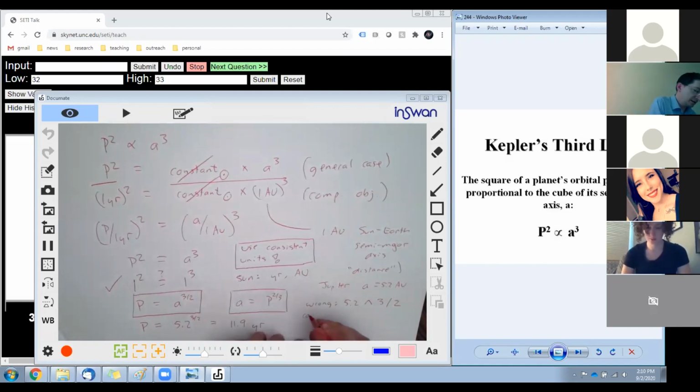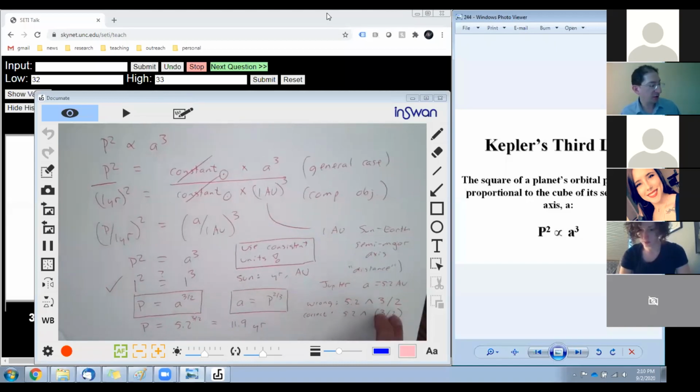What you want is 5.2 to the parenthesis, 3/2, close parenthesis. That will do this first and then raise 5.2 to that. Or you can just do that in your head, 5.2 to the 1.5.